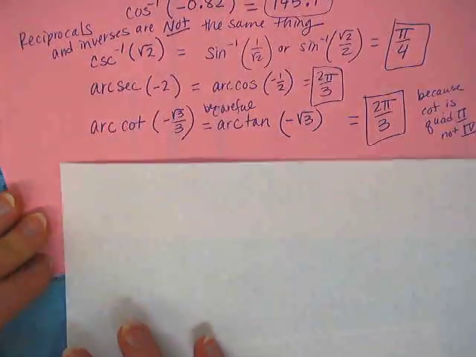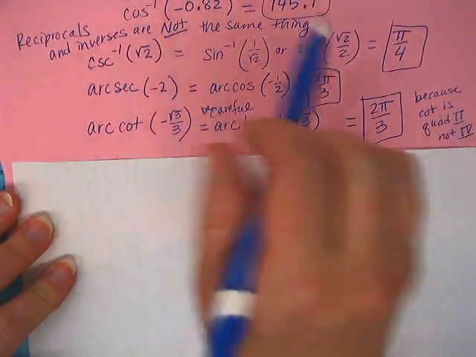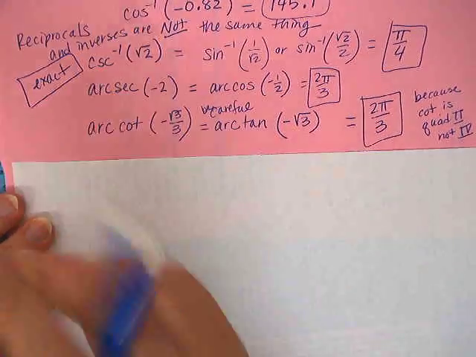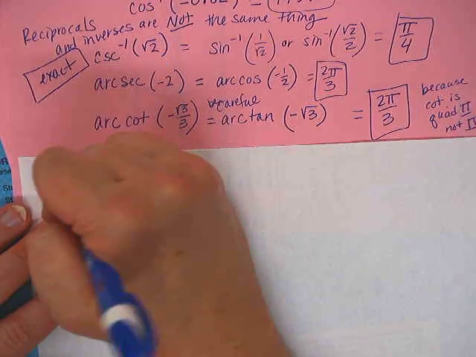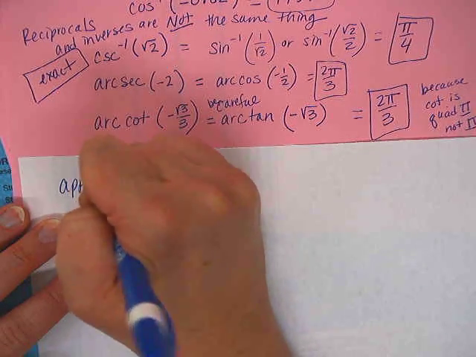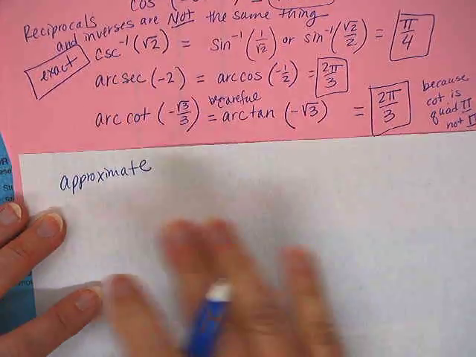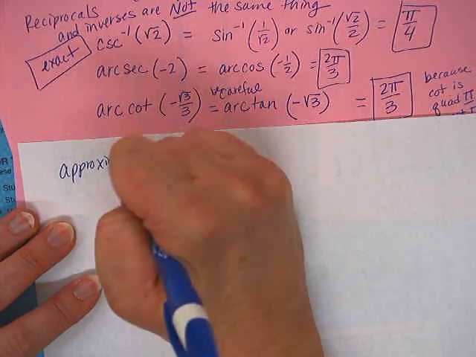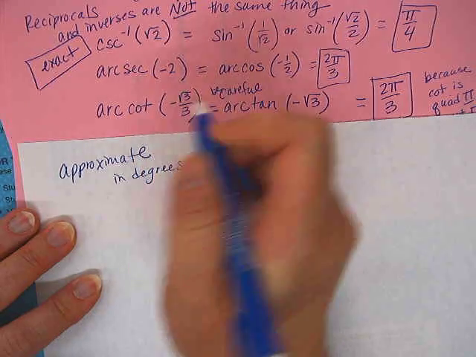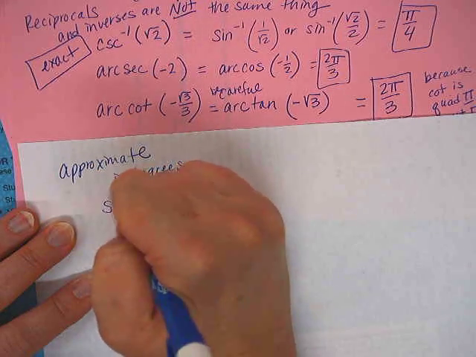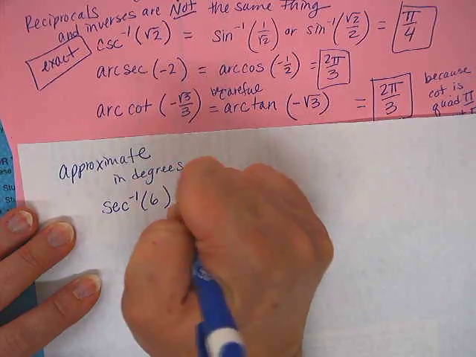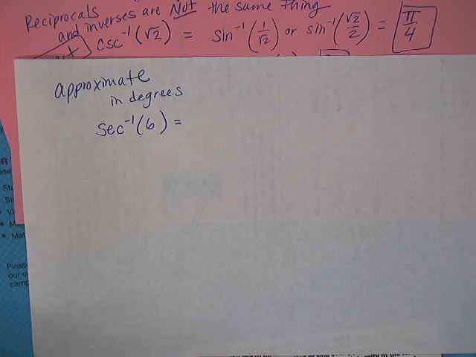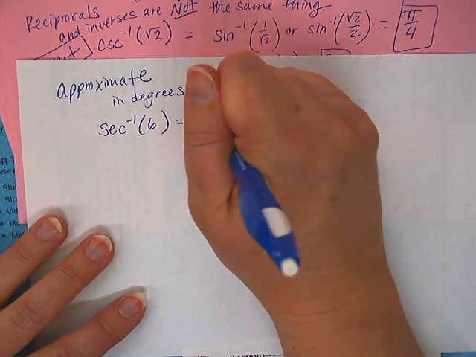Let's try doing these with a calculator. Those were all exact ones, right? Our last little group of practice problems are approximate. We want to find the approximate value in degrees for secant inverse of 6.